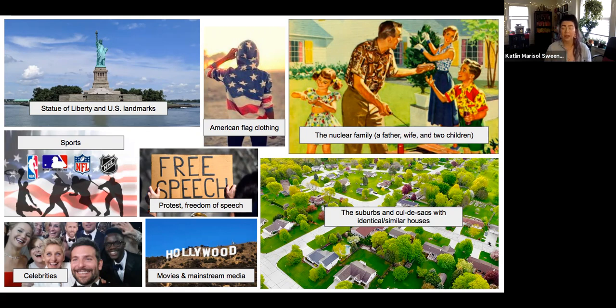the 4th of July. We also have images like the nuclear family, which consists of, I should say, a father, wife, and 2 children. I don't know why I put father and wife. That was supposed to be father and mother, but my brain split.